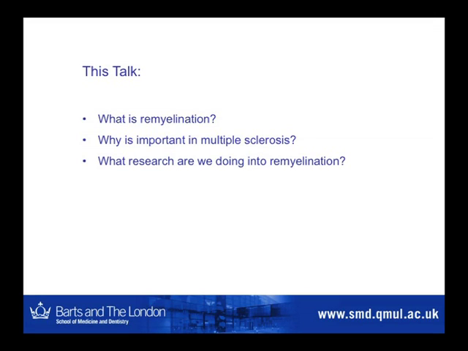So this is the structure of my talk. First I'll say what is remyelination, and to do that I'll have to talk about myelin a little bit and explain what that is. Why is it important in MS? And thirdly, what research are we actually doing to try and address this issue? So basically, what is remyelination?